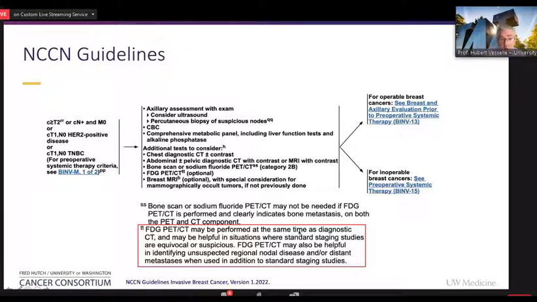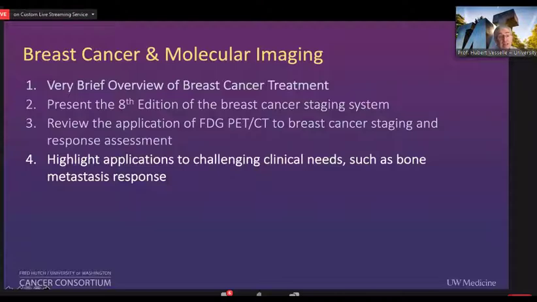So FDG PET may be performed at the same time as diagnostic CT and may be helpful in situations where standard staging studies are equivocal or suspicious. It may also be helpful in identifying unsuspected regional nodal disease and distant metastasis when used in addition to standard staging studies.